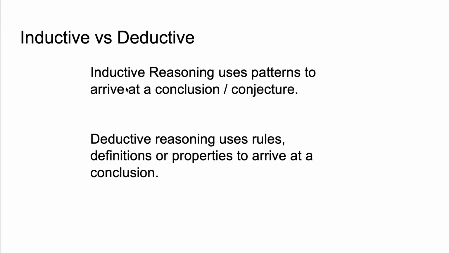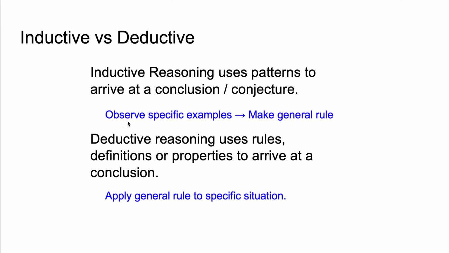Just to reiterate, inductive uses patterns to arrive at a conclusion or a conjecture. Deductive uses rules, definitions, and properties to arrive at the conclusion. So inductive, we start by observing specific examples and generate a general rule. Deductive, we have a general rule already and we apply it to the certain situation. Let me give you a bunch of examples, but before that, think about this question: which is better? Well, actually we need both.